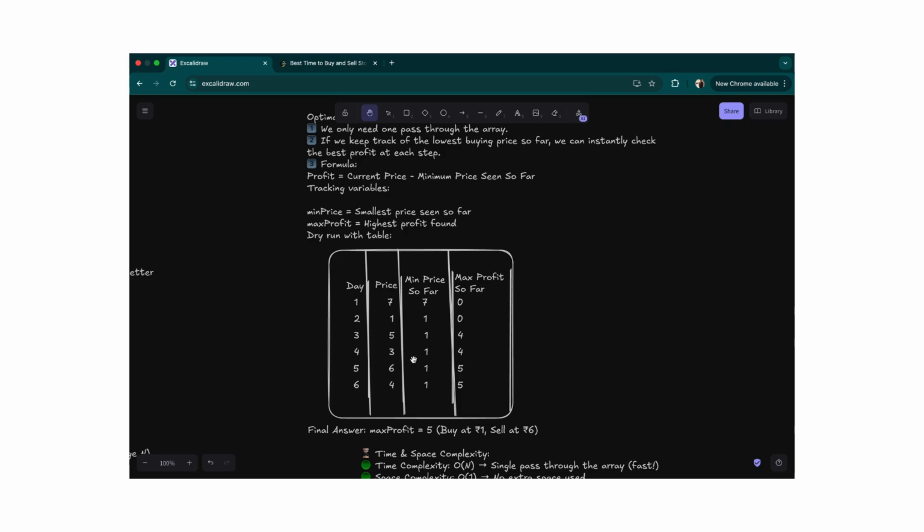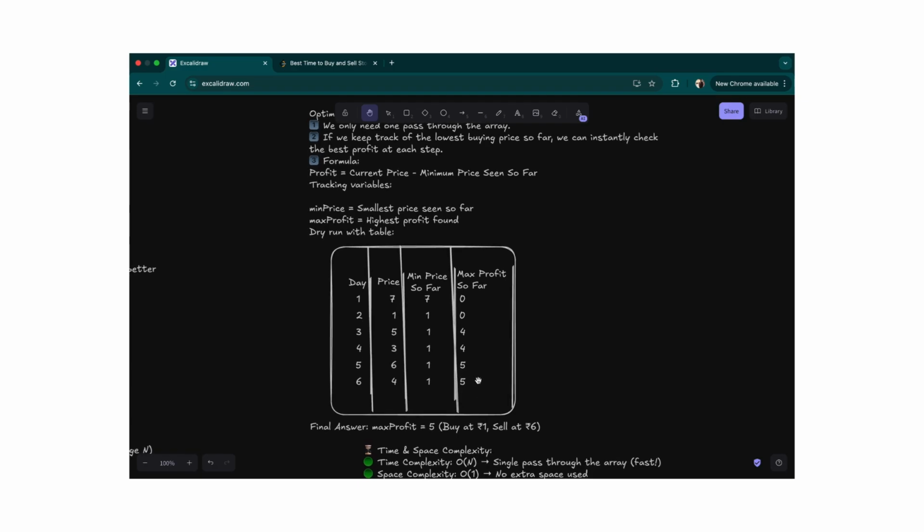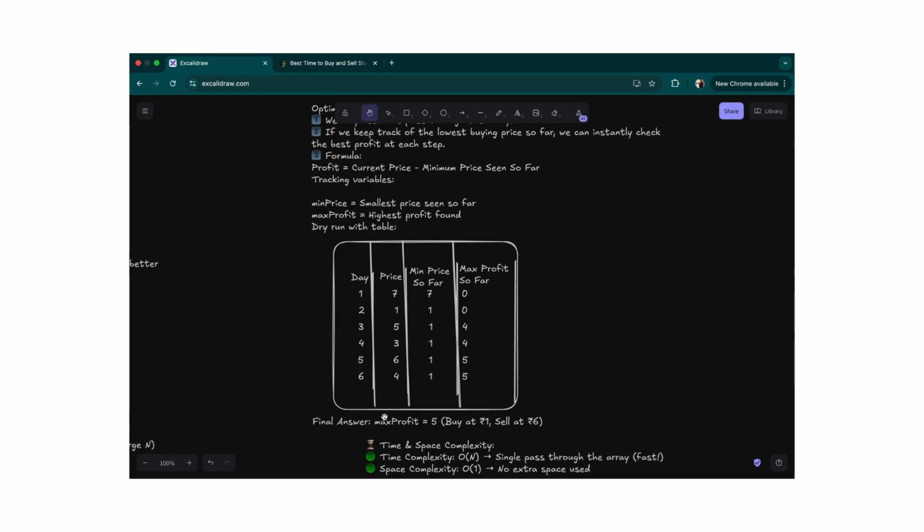On day 5, the price[i] is 6 and the lowest price so far is 1. So we subtract, 6 minus 1 equals 5, and the maximum profit will be 5. On the 6th day, the price[i] is 4 and the lowest price is 1, and subtracting we get 3, so the maximum profit remains 5. So if we buy at rupees 1 and sell at rupees 6, we get the maximum profit.